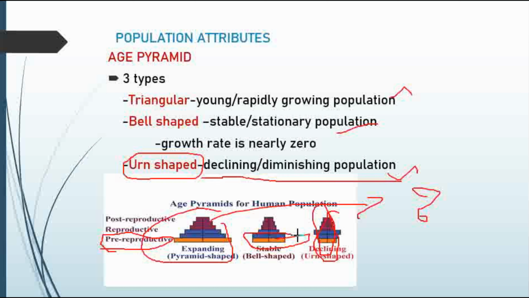Here if you see the pre-reproductive phase, see it's very low. So that is why we say this population is declining. This pyramid represents a declining population.